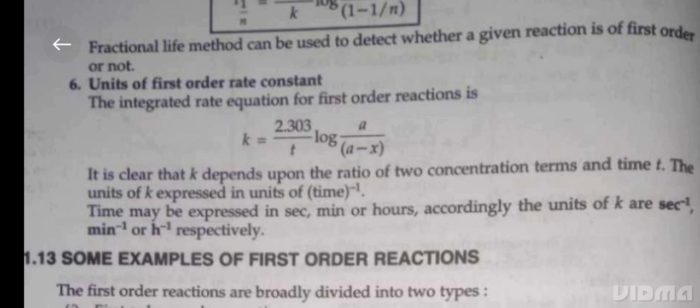Units of first order rate constants. The integrated rate equation for first order reaction is K is equal to 2.303 upon t log of a upon a minus x. It is clear that K depends upon the ratio of two concentration terms and time t. The units of K are expressed in units of time inverse.